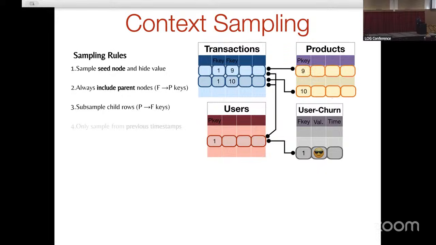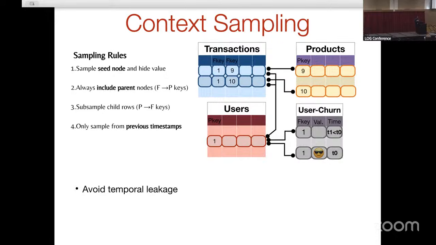Yes, so now the third rule. If we look at the users table, remember what we're doing right now is subsampling child rows, and this user can have different records in the transaction table, or in other words, different neighbors in the transaction table. So we can, for example, sample this row over here, or that row over here, or any other row that has a foreign key in this column equal to 1. This is how we're doing the sampling.